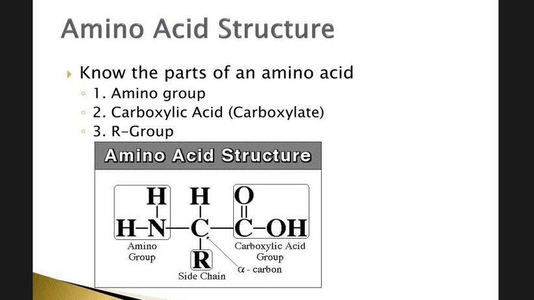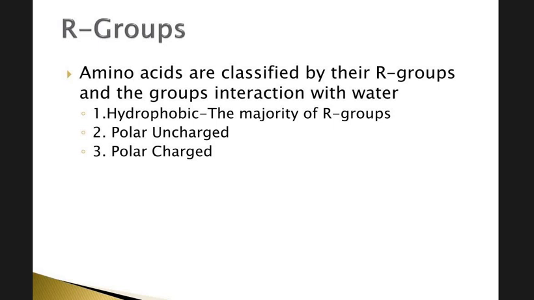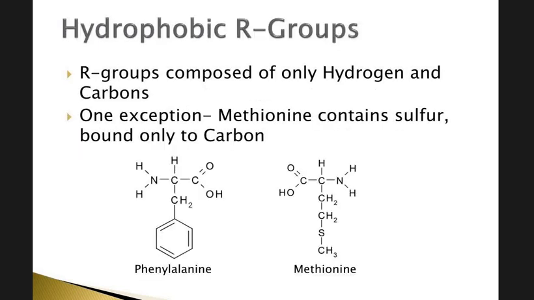of proteins. Amino acids are classified by their R groups and the group's interaction with water. First is hydrophobic. The majority of R groups are hydrophobic in nature, second is polar uncharged amino acids, and third is polar charged. First we discuss hydrophobic R groups. These R groups are composed of only hydrogen and carbon, with one exception, methionine, which contains sulfur bound only to carbon.